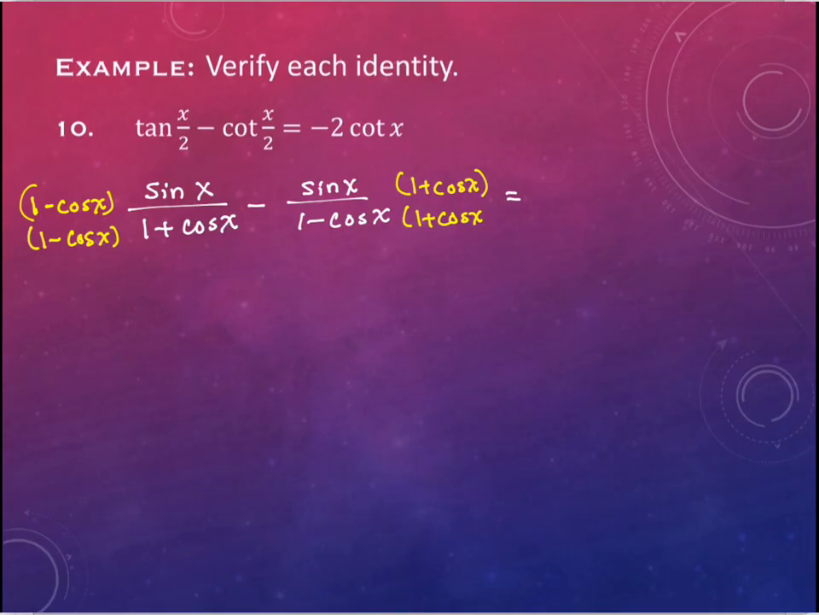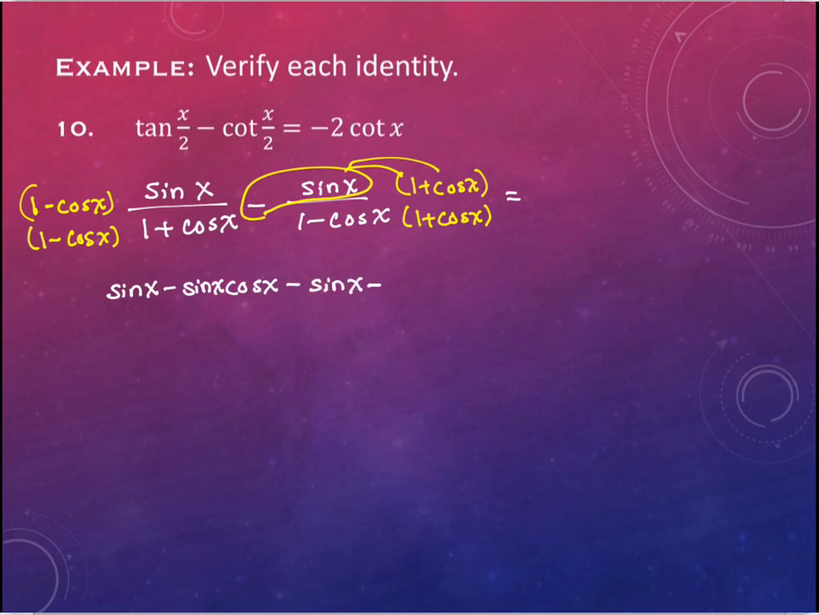All right, very good. So in the numerator now, if I distribute this through, I have sine x minus sine x cosine x. And then over here, I'm going to distribute the negative sine x through here. So I have minus sine x and then minus sine x cosine of x.